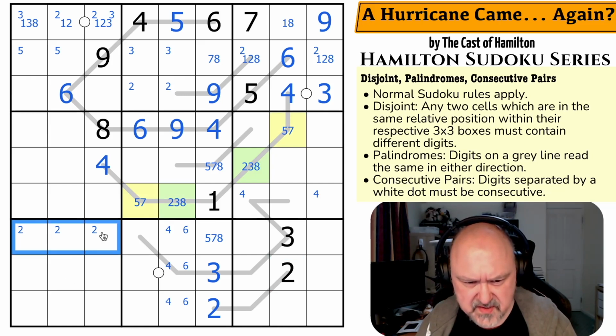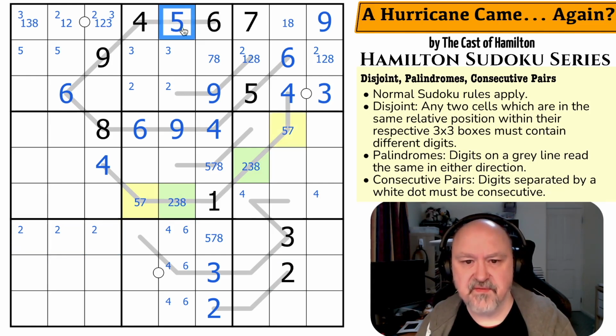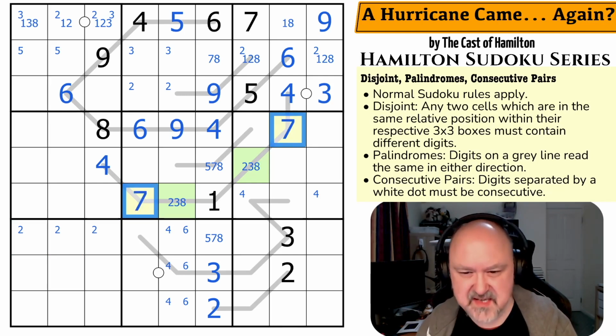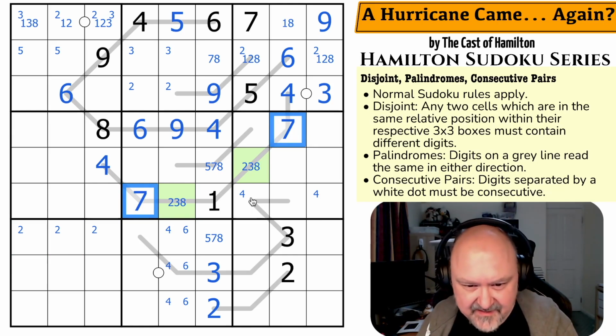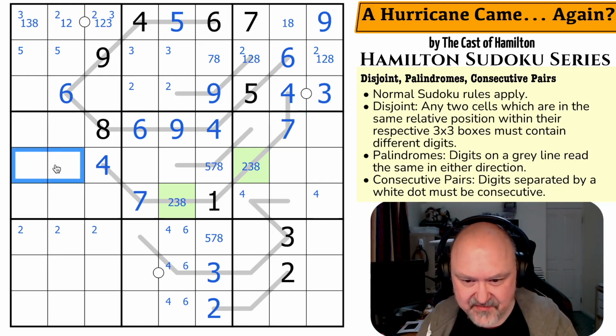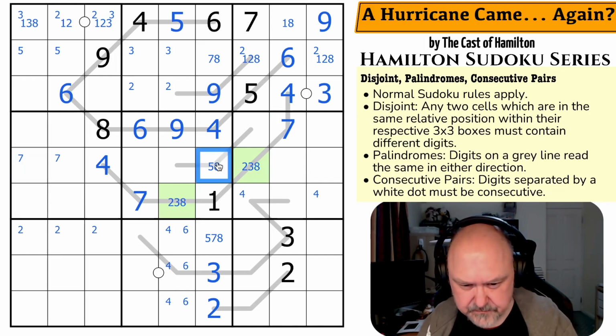2, 2. 2 is in one of those. Oh, it's this. That's a 5, so that can't be a 5. Yellow is 7. See, disjoint scanning is tricky. Okay. So does that 7 do anything? It puts 7 in one of those two. Takes 7 out of there.